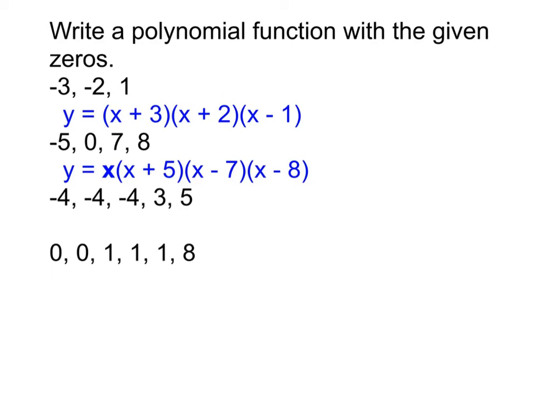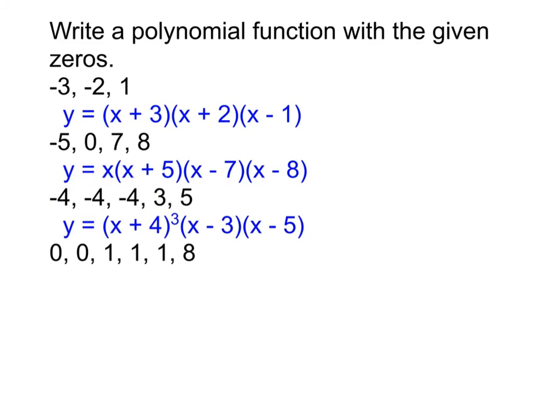Fairly straightforward, except we do have the one little question here about, do I have to account for the fact that there's 3 negative 4s? When you're given 3 of them, yes, you need to account for that. But it's fairly easy. Because, of course, the negative 4 means we have x plus 4. 3 of them means cube it. So I just do x plus 4 cubed times x minus 3 times x minus 5. And so with that in mind, we then can go ahead and get our last one there.